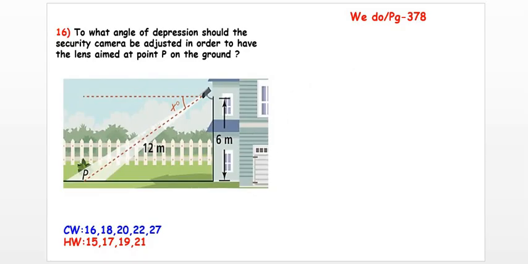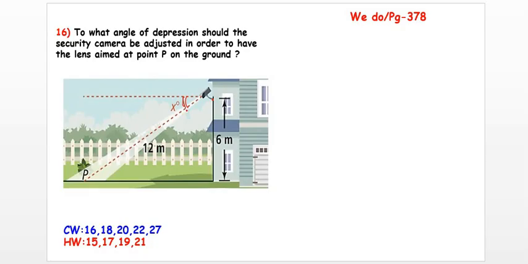So it's clear from the diagram that the height of this building is 6 meters. Where the security camera is adjusted, or you can say fixed, the height of the security camera is 6 meters. And the point P, it's 12 meters away from the security camera. Now they are saying that what will be this angle so that this security camera can focus on this point.